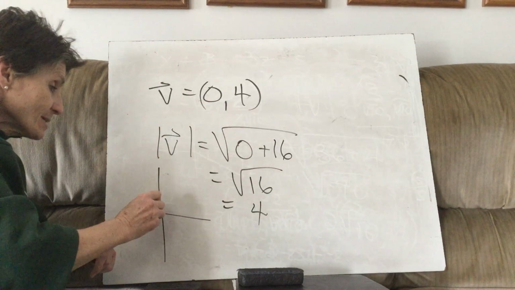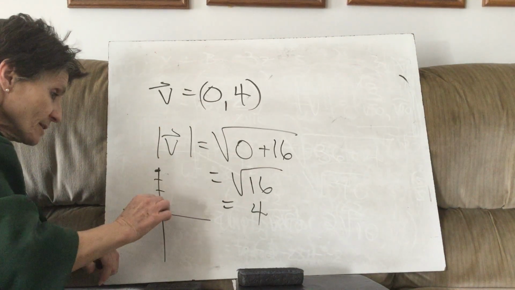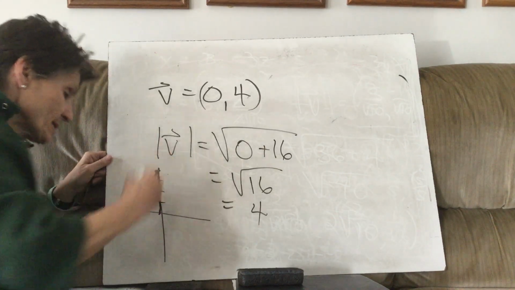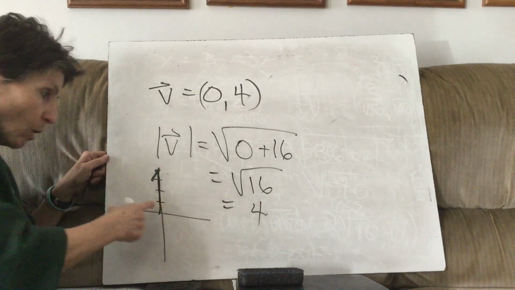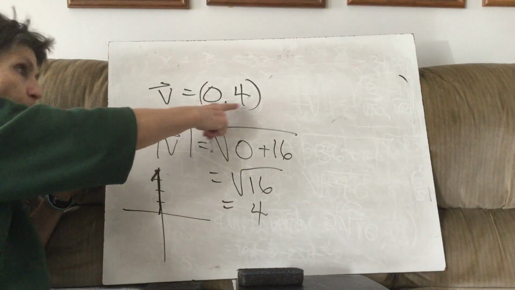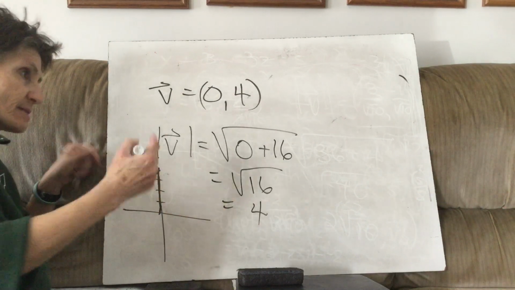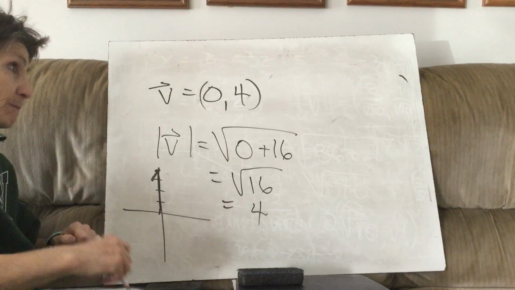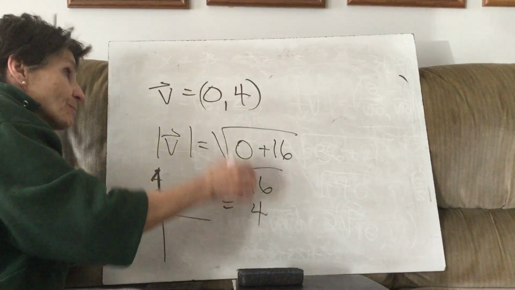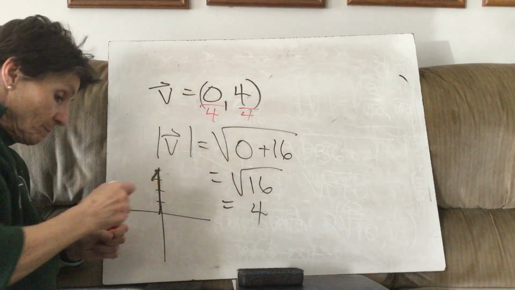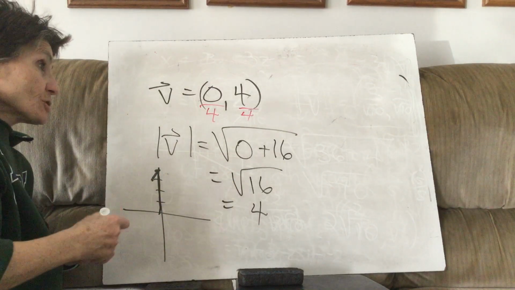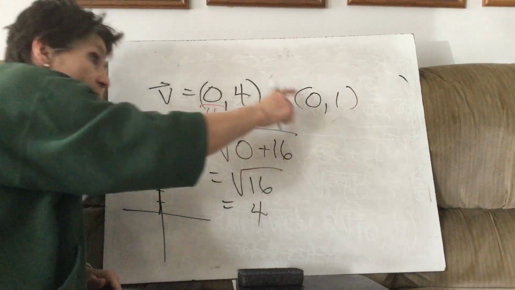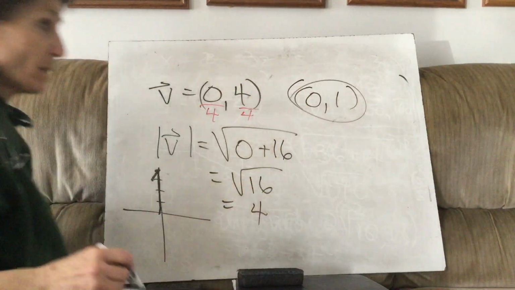Look, kids, if you plot 0, 4, this is what it looks like. It's straight up 4 units. So how long is that? It's 4. You just counted, you went sideways nowhere and went straight up 4. So its length is obviously 4. So how do we make it a unit vector? We take these coordinates and divide by the magnitude. So the unit vector would be 0, 1. That would be the answer to your question.